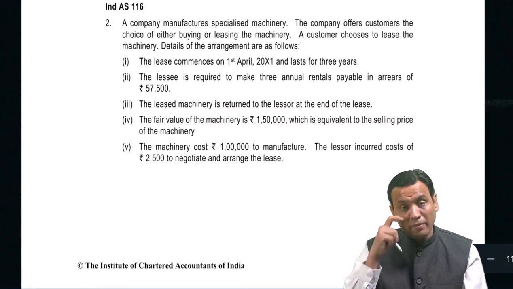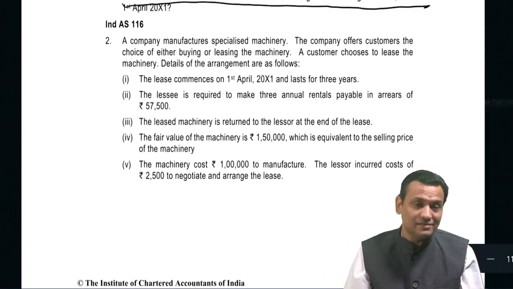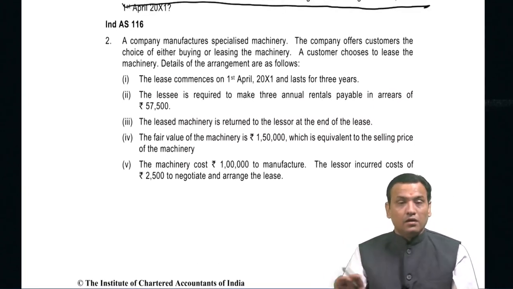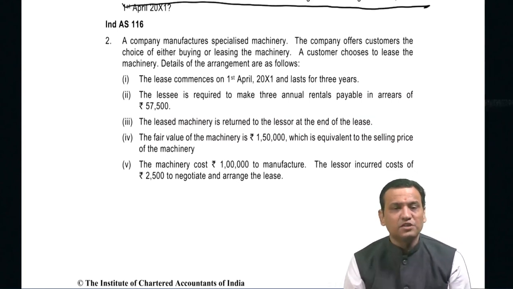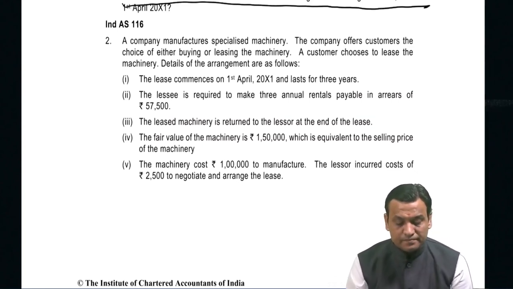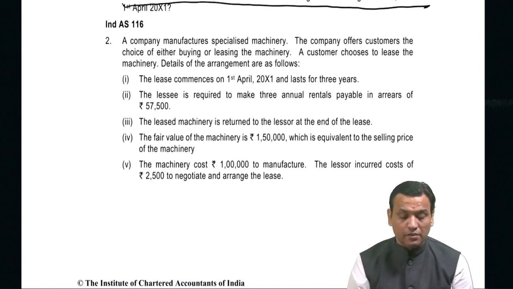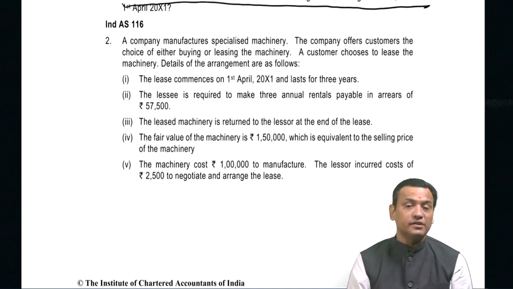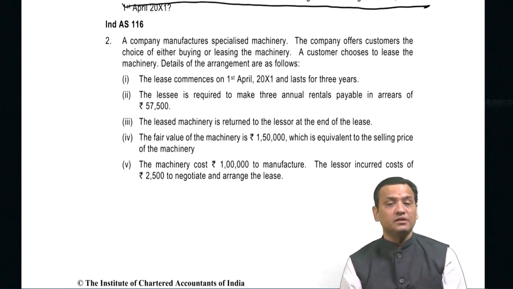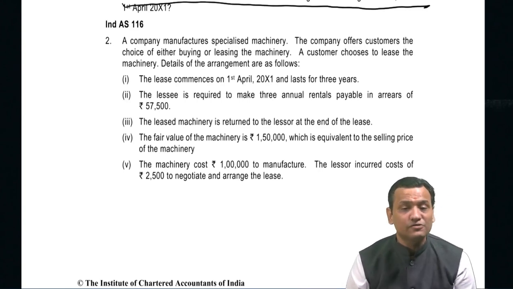Nothing but we are a manufacturer, dealer lessor. A company manufactures specialized machinery. The company offers customer the choice of either buying or leasing the machinery. A customer chooses to lease the machine. Details of the arrangement are as follows.